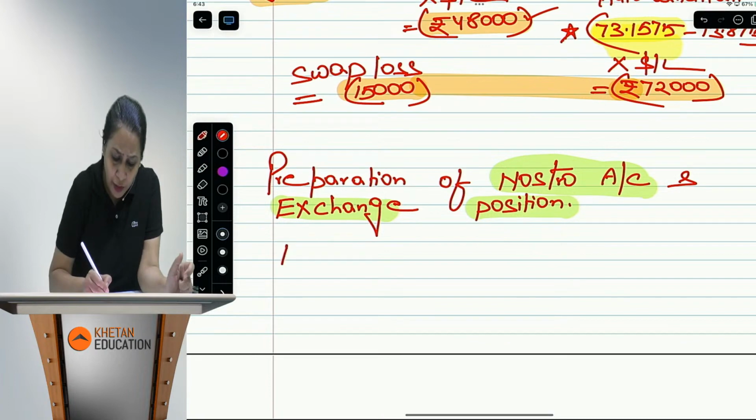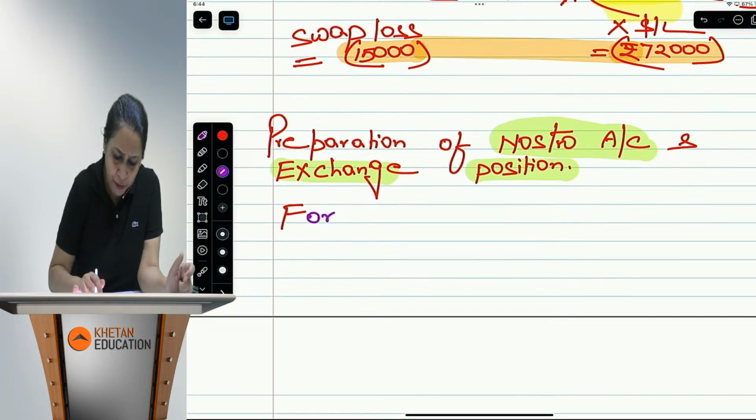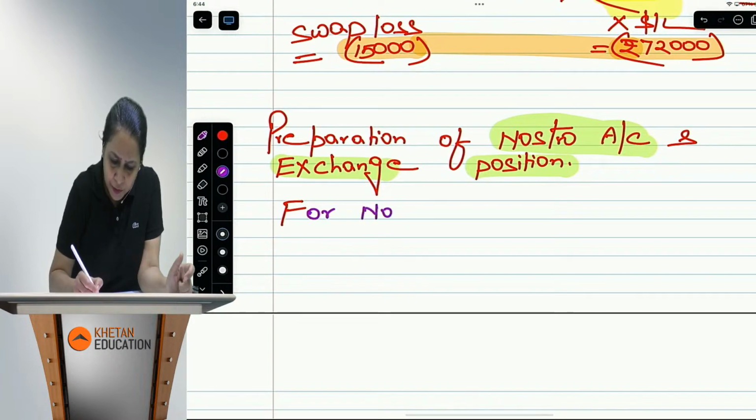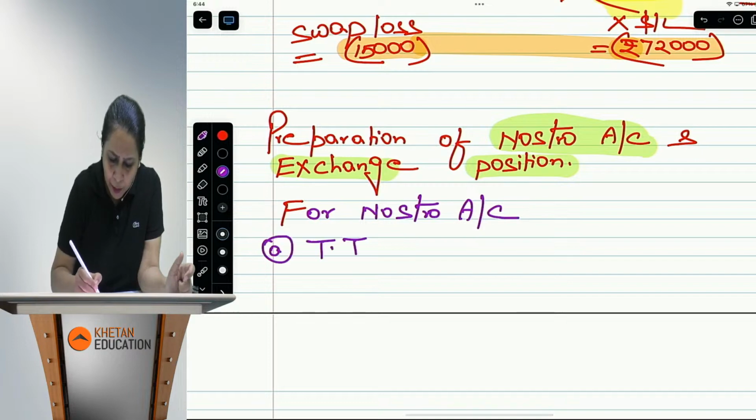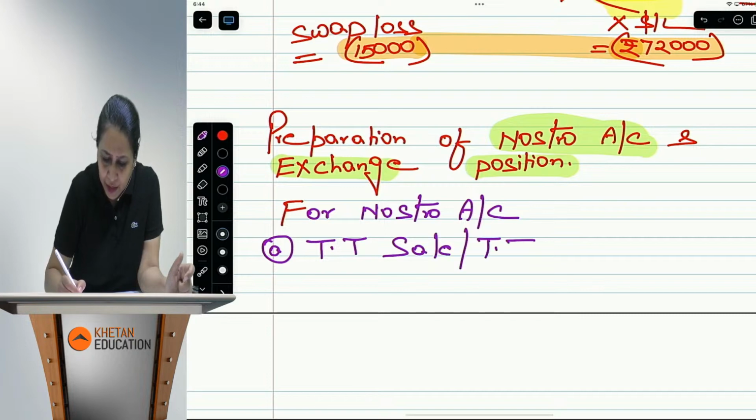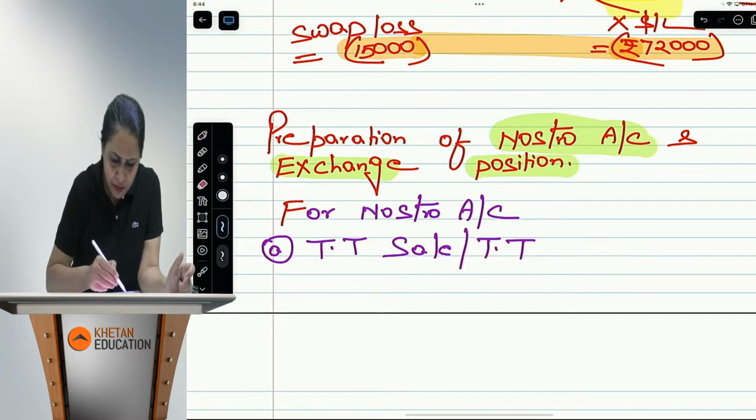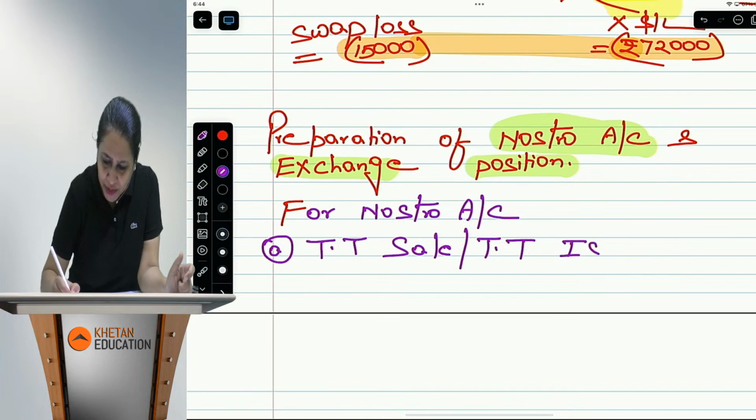Now, for nostro account, let me change the color, I'm getting bored. For nostro account, A, TT sale, TT purchase, no, not TT purchase, TT issuance or a TT remittance.